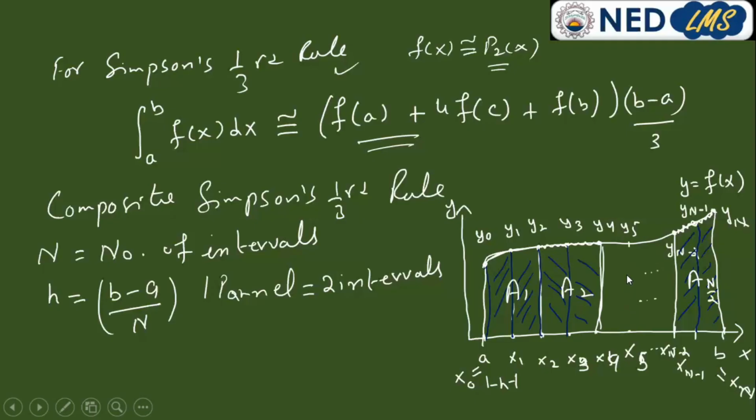So in Simpson's one third rule, there is an important point that you have to keep in mind, that n, the number of intervals, must be even. Okay, keep in mind this point.